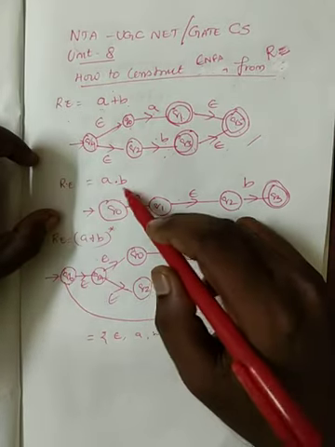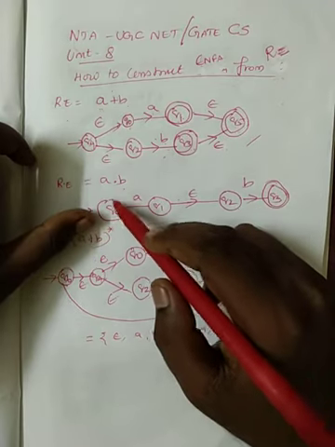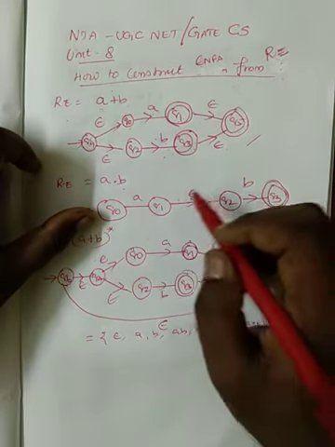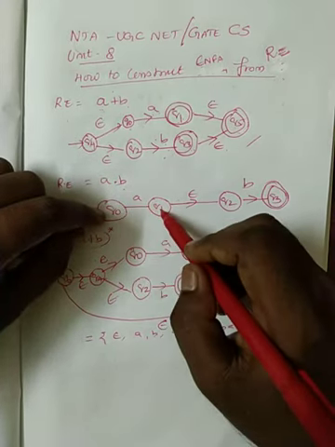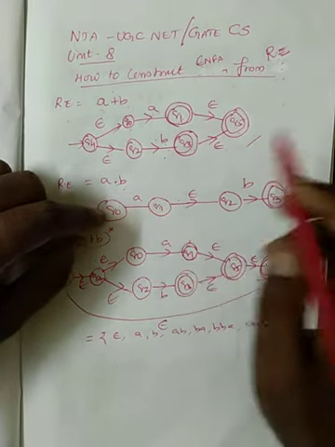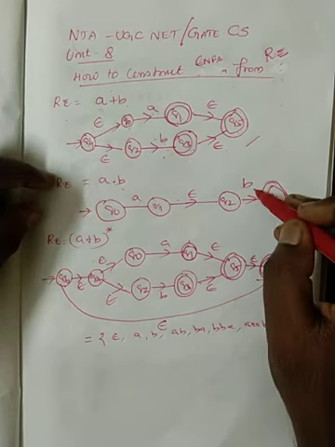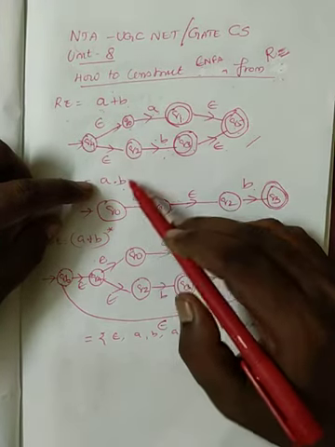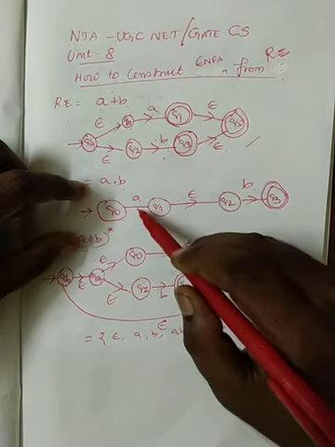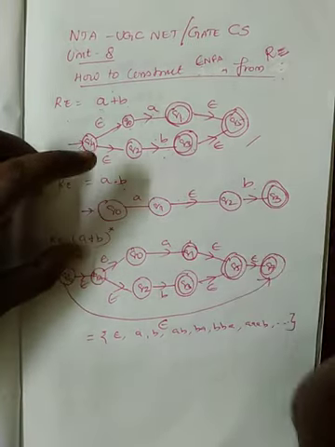Suppose we have A dot B. What is the approach? For that you draw in sequence. From q0 accepting A it goes to q1, and for B also we draw q2 to q3 accepting B, sequentially. There is a difference between A dot B and B dot A. If A dot B, in the sense A will be accepted followed by B. That is the main point.